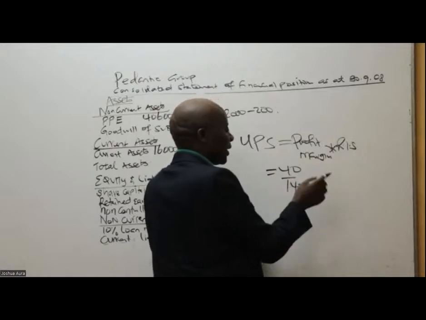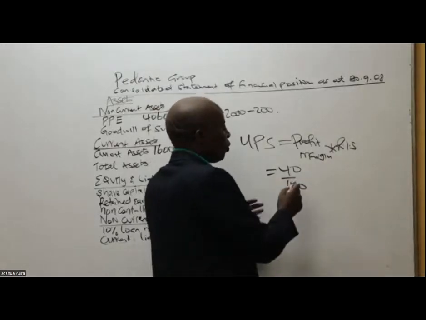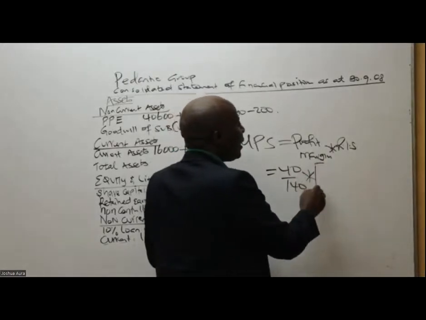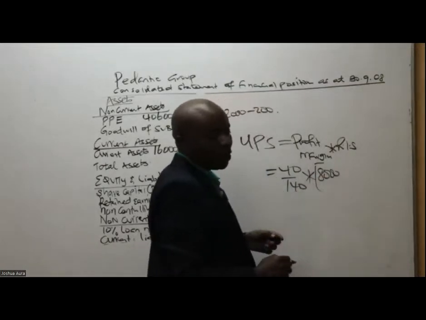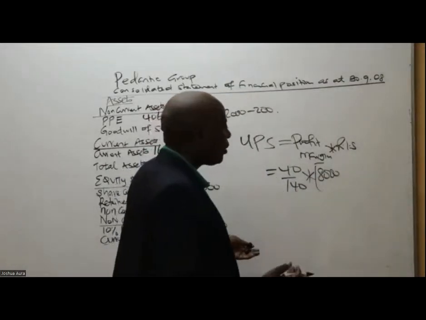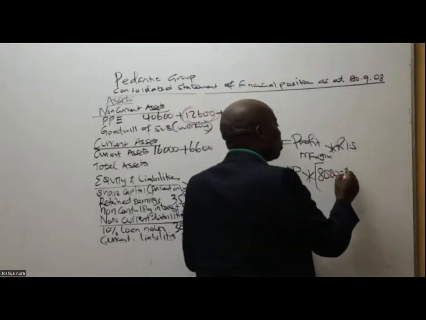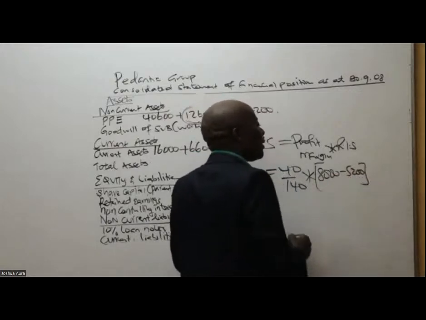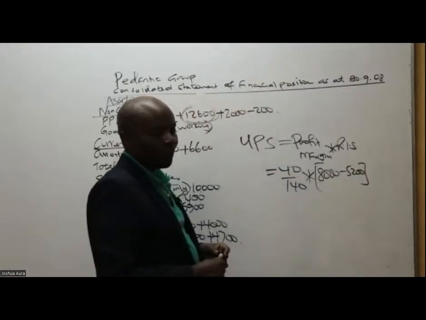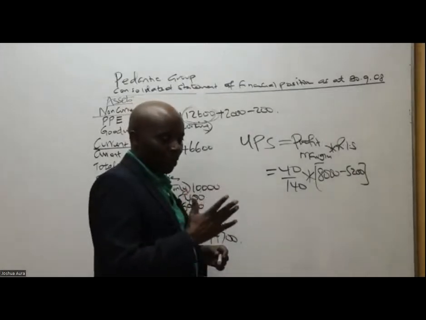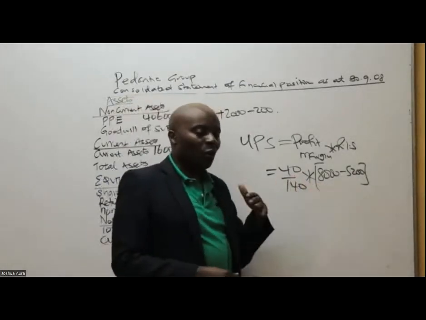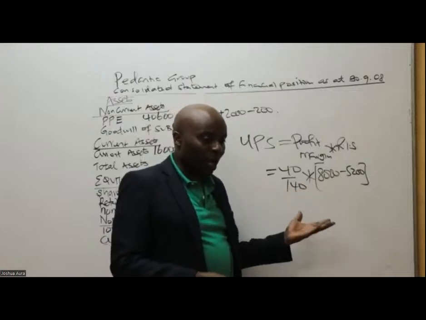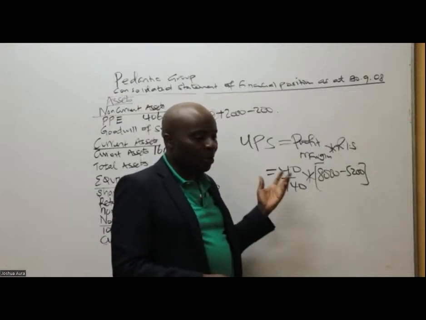If you wish, you can cancel this, but is there a need really? It's 40 over 140 times the remaining REES. We had sold goods worth 8,000 between ourselves, and by the end of the year we were able to push to the market 5,200 worth of those goods. So the remaining intra-sale will be 8,000 minus 5,200. Whatever you get there, I don't want to know the figure. What I'm interested in is the UPS.